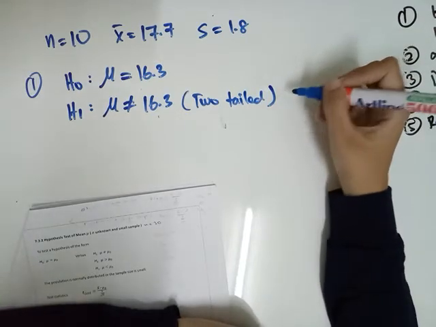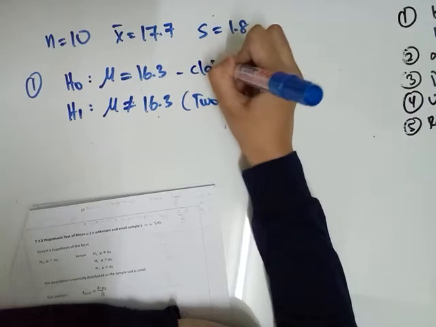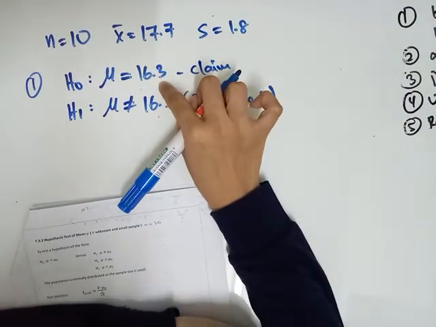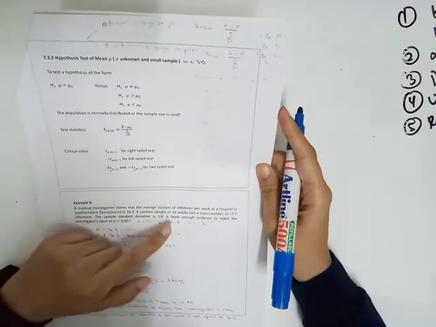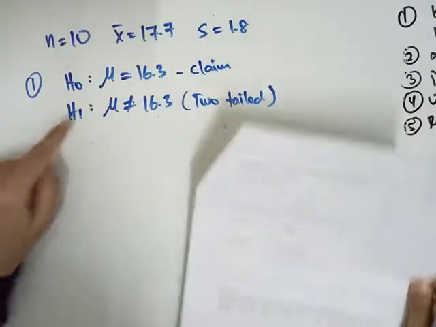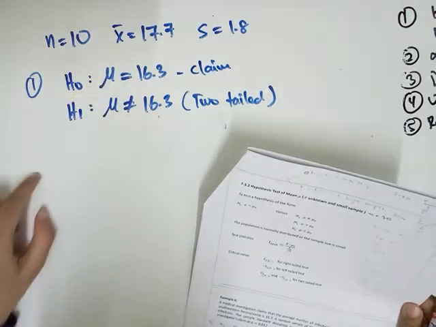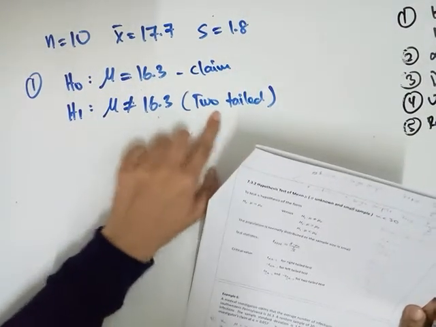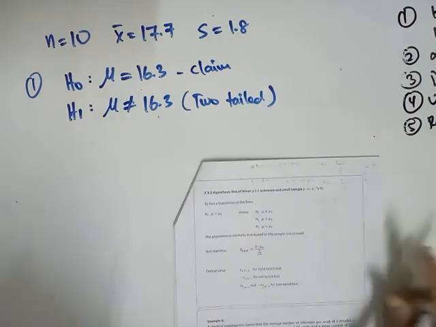Okay, yang kita nak claim is H1. H naught, this one yang kita nak claim. Okay, is it true that the average number of infection per week is 16.3? Yang ni kita nak claim. Betul tak statement ni is 16.3? Okay, so H1 ni dia nak mengatakan the statement is not true. Okay, ini kita nak claim.